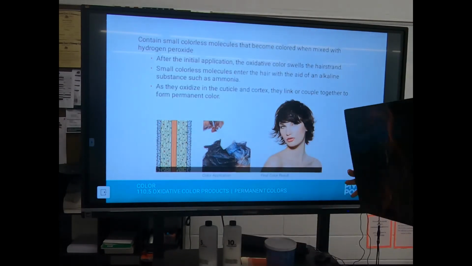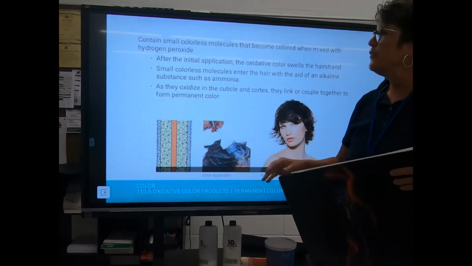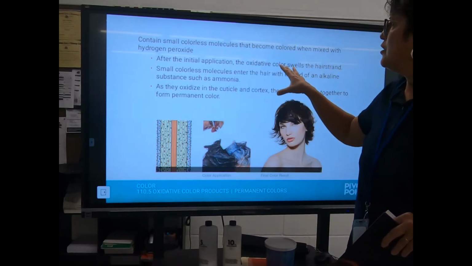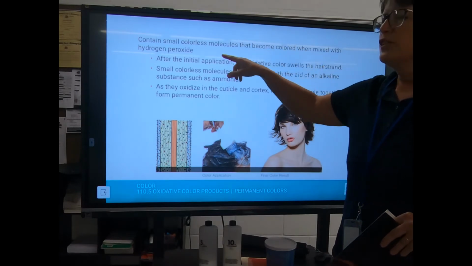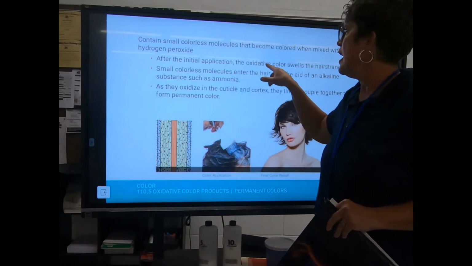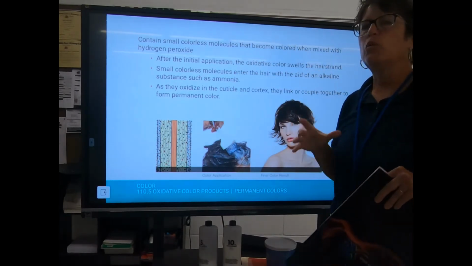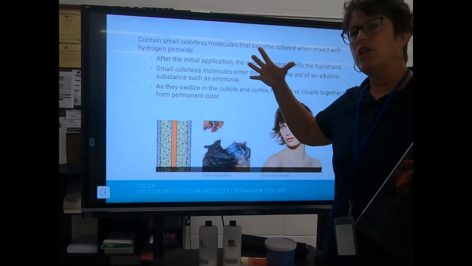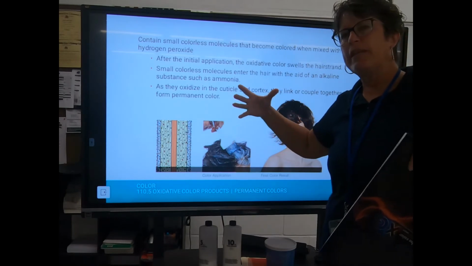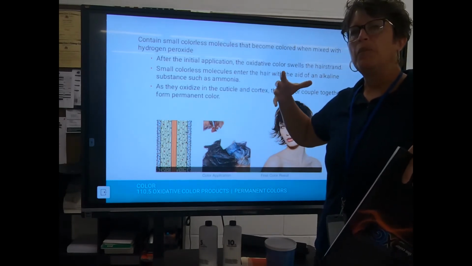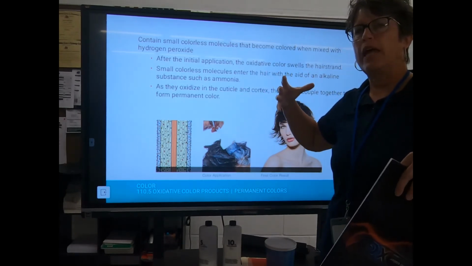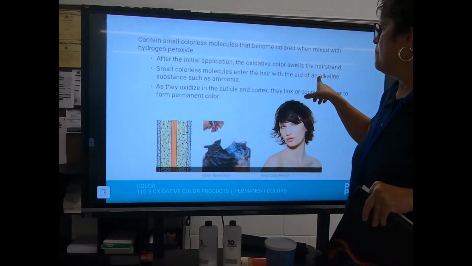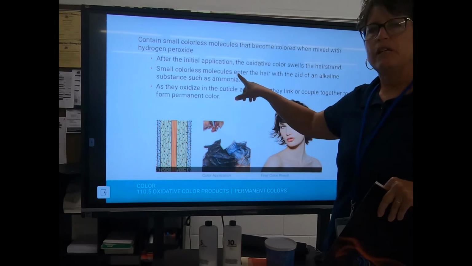Okay, so I talked about this in the last video. You have molecules that get mixed with the hydrogen peroxide. The first thing that happens, I believe this is on the test, is the oxidative color will swell the hair strand. Okay, so it lifts the cuticle, it swells the hair strand. Same thing that happens when we put relaxers and perms on the hair. It swells. Okay, the molecules enter the hair with the aid of a substance such as ammonia.